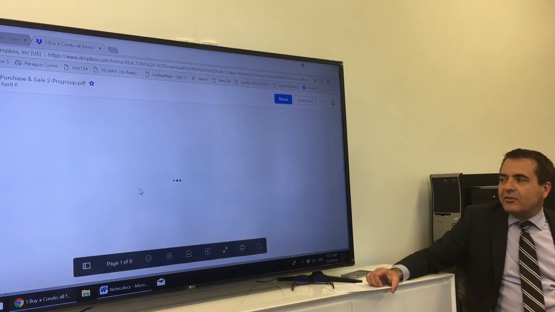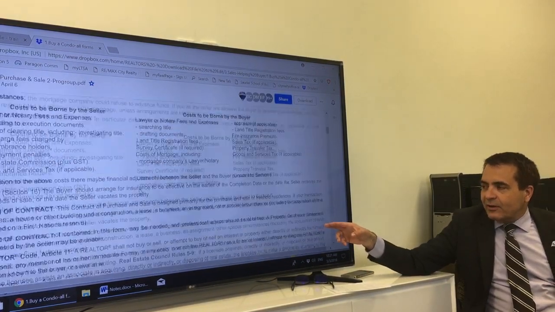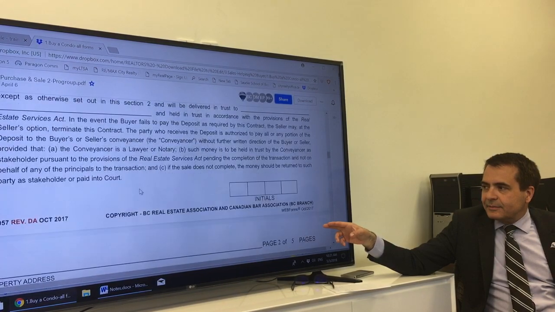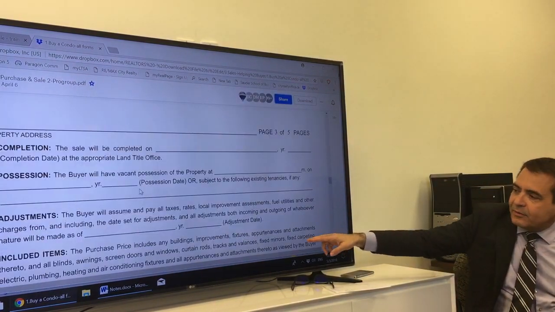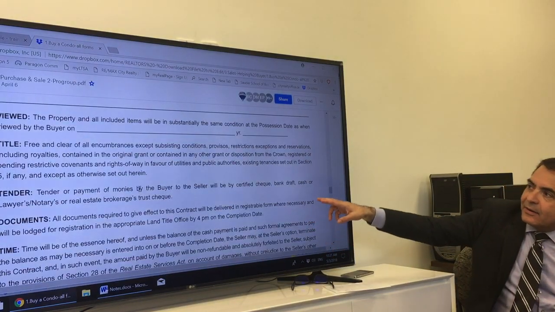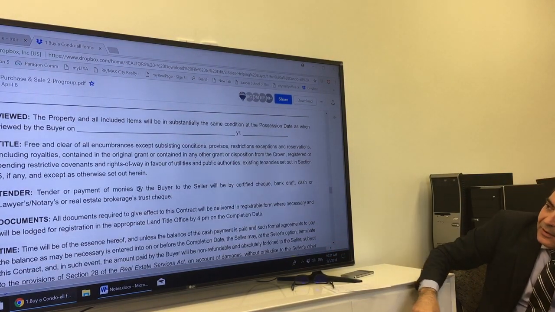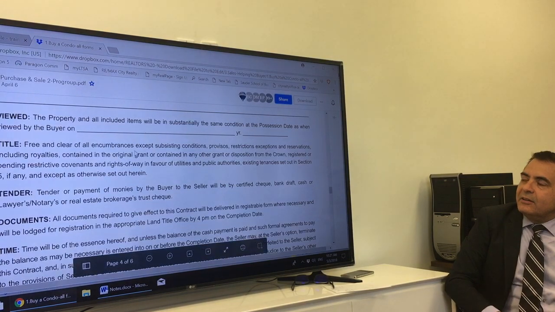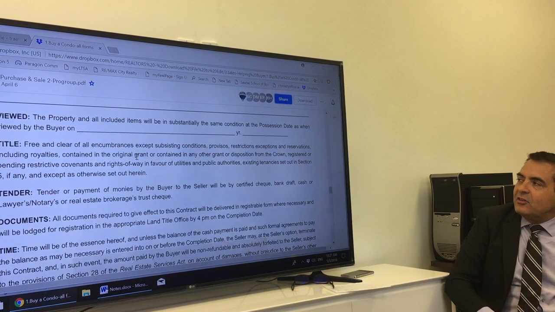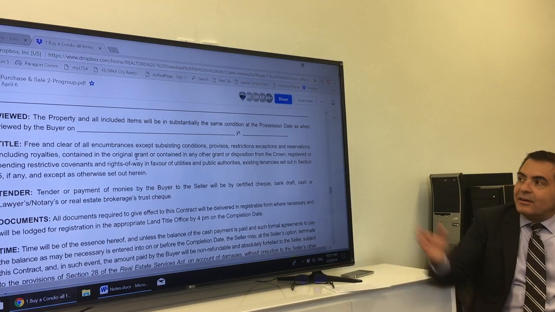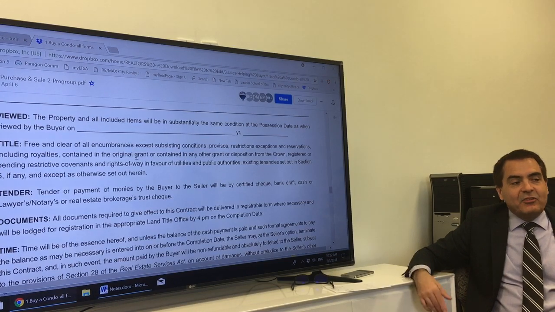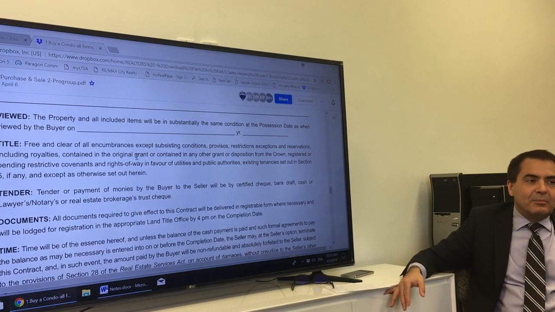Well, there's a clause in the contract that covers that. Go down farther. Right there. Number 8. The property and all included items will be in substantially the same condition at possession date as when viewed by the buyer on the date. So if there wasn't a water leak in the ceiling when they saw it on February 3rd, but it's there at possession, then it's different. So then the seller's got to be responsible for that.